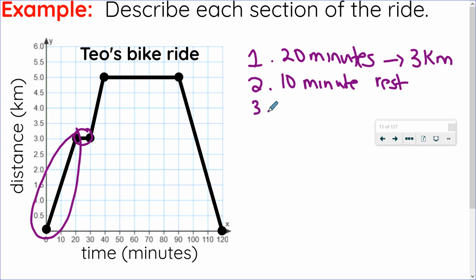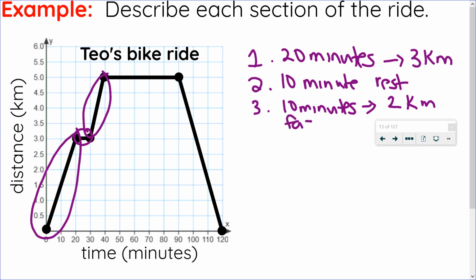Okay, in section number 3, that's a steeper section than the first one. So it looks like he's going a little bit faster. Let's see. From 30 to 40, that's 10 minutes. He covers a distance of 3 to 5. He covers a distance of 2 kilometers. So the time is half, but you can see the distance is not half. So he's definitely going faster than section number 1.